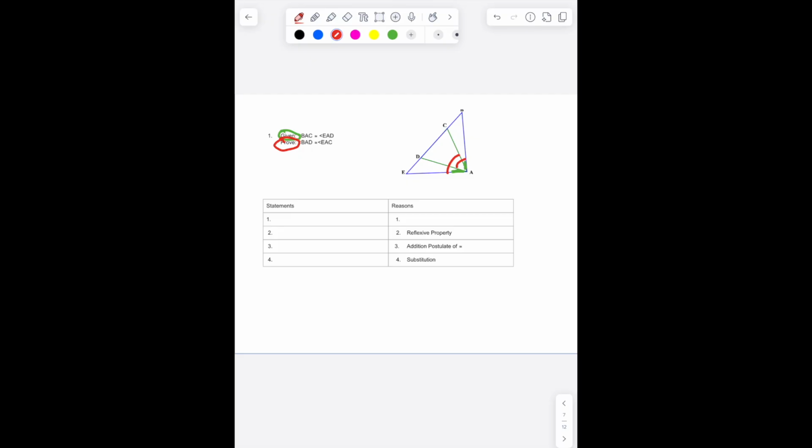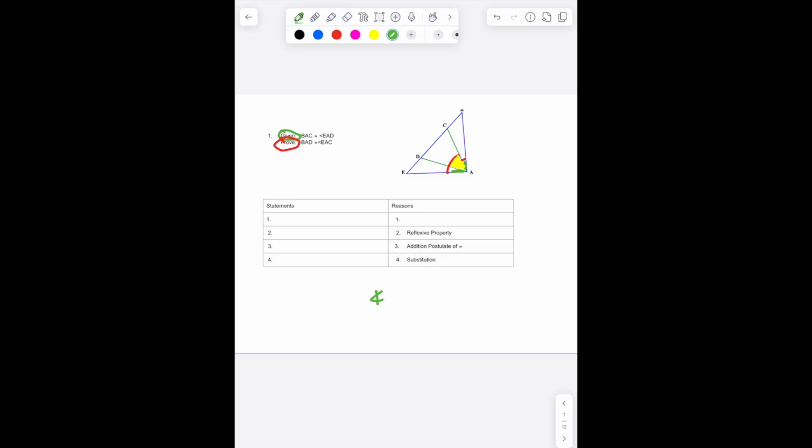So we're starting with the two green angles and we're trying to end up with the two red angles. So we're starting with smaller angles and we're trying to make them larger. So this is going to be addition. And you could even see where the overlap is between the two red angles. The overlap is here. So this is what's going to be added to both of the green angles in order to make the red angles.